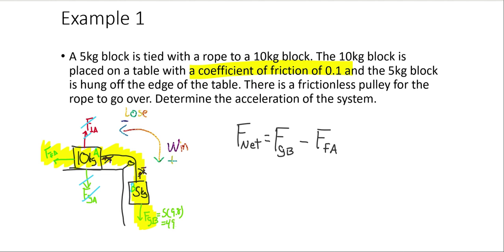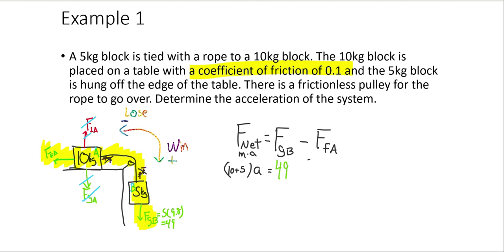So I get to plug in 49 for force gravity B right away. I want to determine the acceleration. I don't know it. Now, we know this is mass times acceleration. What masses are being pulled? Both the 5 kilogram mass and the 10 kilogram mass. So that's a total of 15, right? Because both of them are being pulled, so I'm going to include both masses.